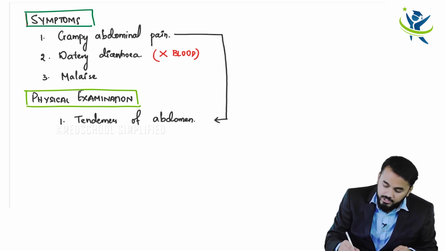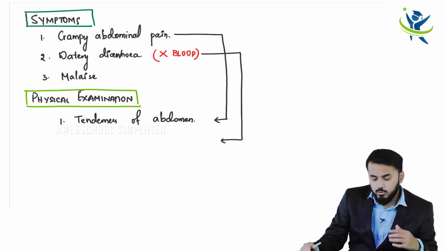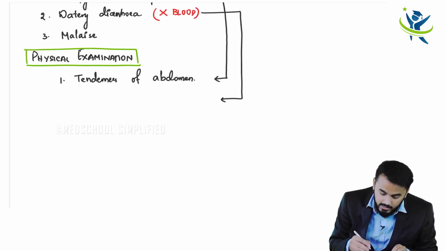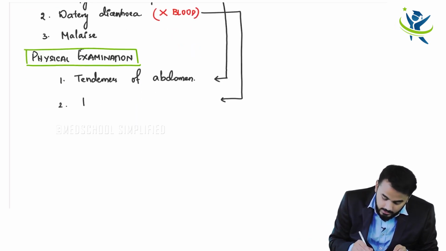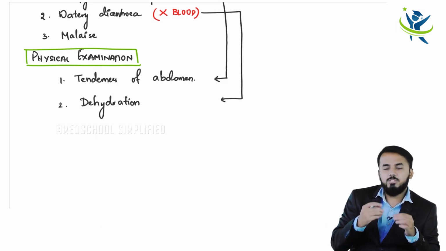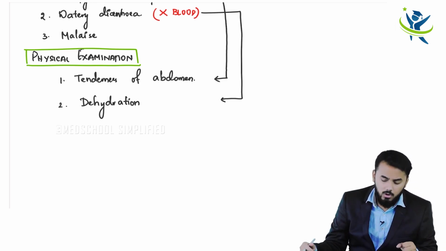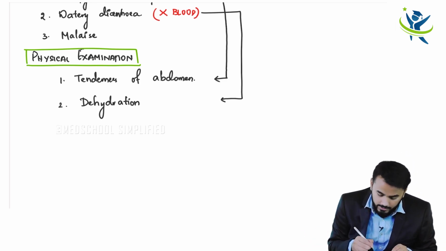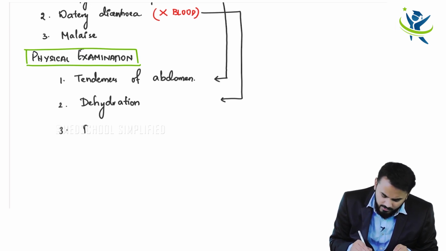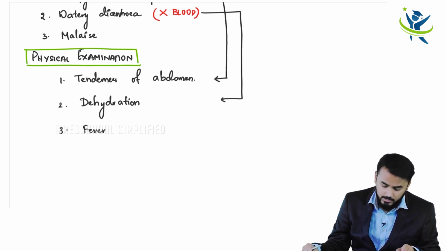Point number 2, the patient is having watery diarrhea. So what is the physical sign which I can see? Yes, that is dehydration. How can I see dehydration? The patient will have reduced turgor, less elasticity, and sunken eyes. So all of these are the problems of dehydration. And obviously the patient will have fever. Obviously it is a bacterial infection, so the patient will have fever.